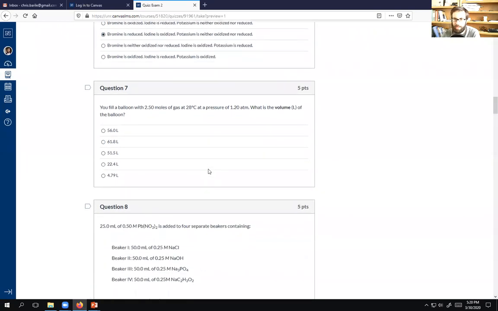Okay, number 7, you fill a balloon with 2.5 moles of gas at 28 degrees C at a pressure of 1.2 atmospheres. What is the volume of the balloon? So this is a static, not changing type of gas problem. Remember, there are 2 types of problems: changing problems and not changing type problems. This is a not changing type of problem. So let me just get some additional whiteboard space here for us.